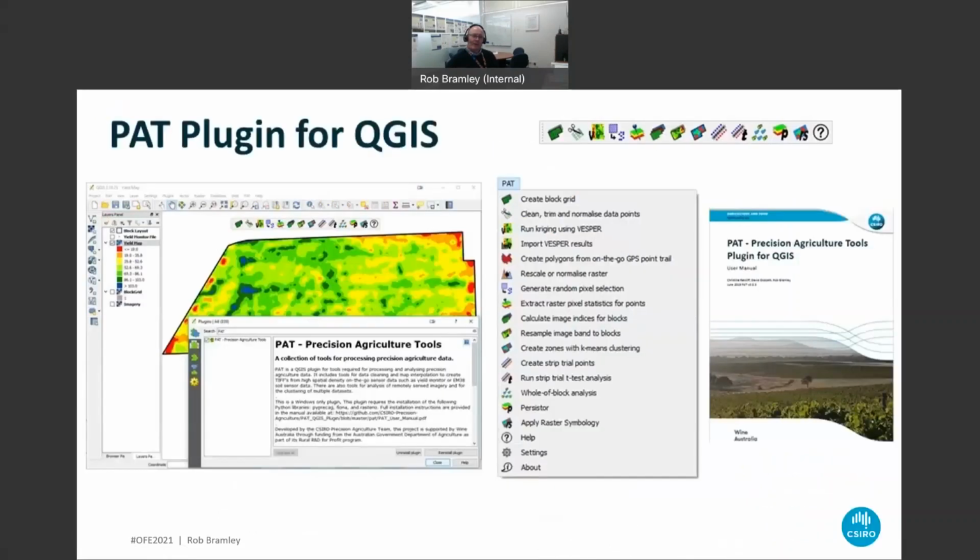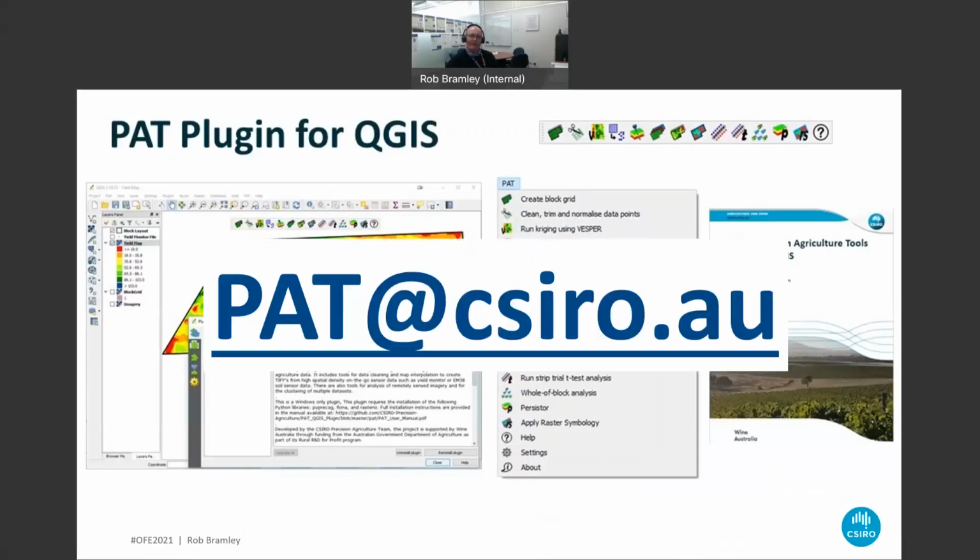Of course, the farmer and the farmer's agronomist need some help in the analyses of those things, and we've produced this PAT plugin for QGIS that enables that to occur. People interested in these tools can just send an email to pat@CSIRO if they want further information.